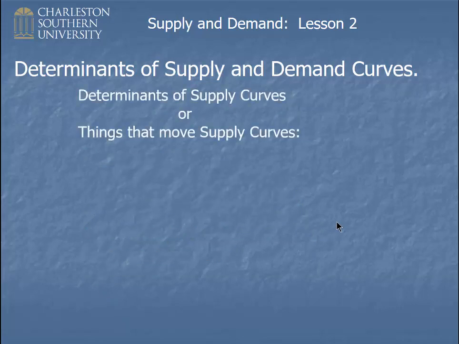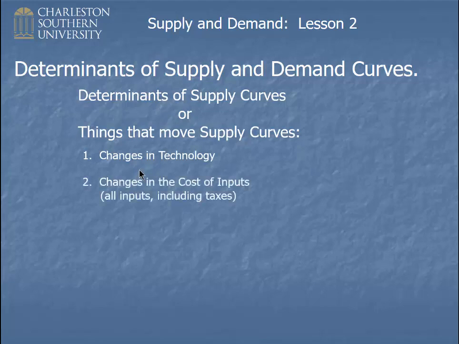Okay, so what about the determinants of supply curves? The first one is changes in technology. As technology moves forward, it gets easier to produce things, and that causes the supply curves to shift out to the right. Secondly is changes in the cost of inputs, including taxes. Some inputs are things that we can all readily list, like the cost of labor, the cost of raw materials, the cost of energy, the cost of transportation. But there's also taxes, and it's a simple and straightforward way to think about taxes as just another cost of doing business.